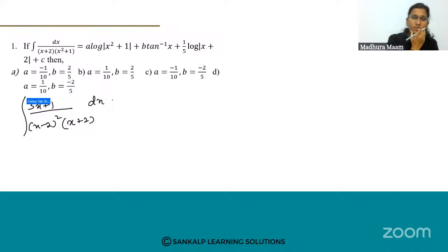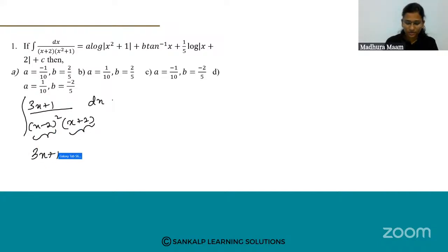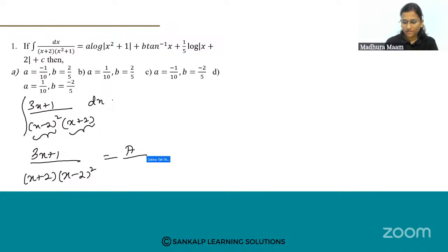So let us first do the single root one, which is easier, then go to the quadratic. We have to evaluate this one. Now you can see that one root is x plus 2 and you have a repeated root x minus 2. So this can be written as (3x plus 1) divided by (x plus 2)(x minus 2) squared, which is a divided by x plus 2 plus b divided by x minus 2, plus c divided by x minus 2 whole square for the repeated root.